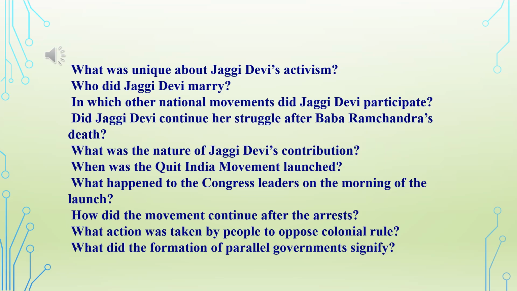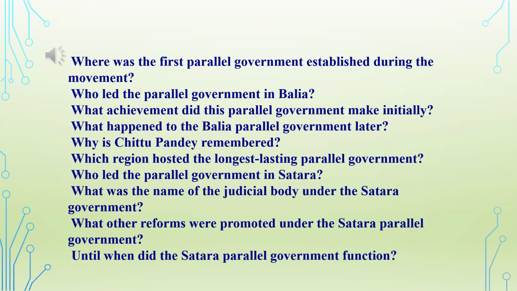How did the movement continue after the arrests? What action was taken by people to oppose colonial rule? What did the formation of parallel governments signify? Where was the first parallel government established during the movement?